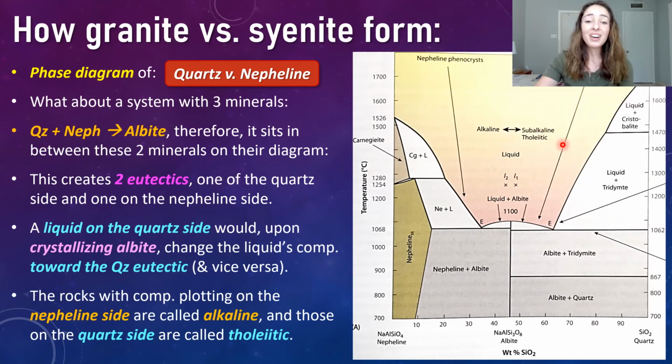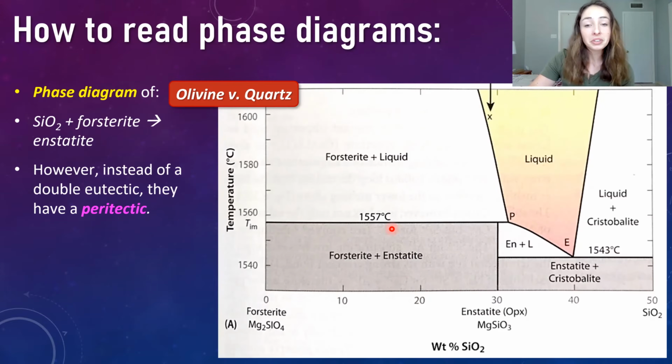But in general, other than some nomenclature things and the fact that there's two eutectics because albite sits in the middle of the quartz nepheline phase diagram, there's really nothing different between this phase diagram and the one we previously looked at. If you split it in half and read it with just albite and just quartz, or just albite and just nepheline, you interpret them the same way as we did the previous one. So I'm going to move on to one that is a little bit more different.